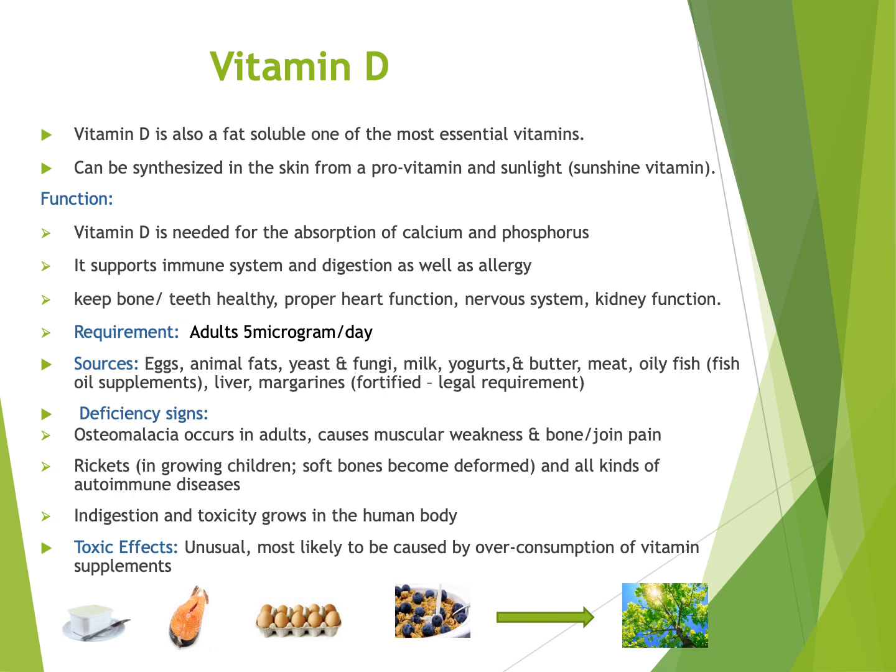The requirement for adults is around 5 micrograms per day. A couple of the best sources of this vitamin are organic eggs, animal fats, yeast, milk, yogurts, butter, lean meat, and oily fish. Some of the deficiency signs are osteomalacia in adults that causes muscular weakness and bone joint pain, and rickets in children. This vitamin also has a toxic component, which is caused by overconsumption of vitamin supplements.